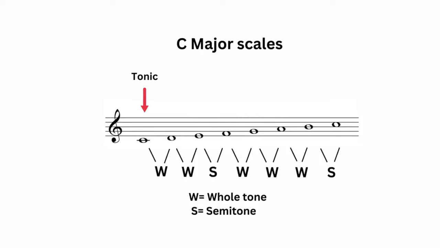In this C major scale, the distance between each note is like this. From C to D, it is a whole tone. D to E is a whole tone. E to F is a semitone. F to G is a whole tone. G to A is a whole tone. A to B is a whole tone. B to C is a semitone.